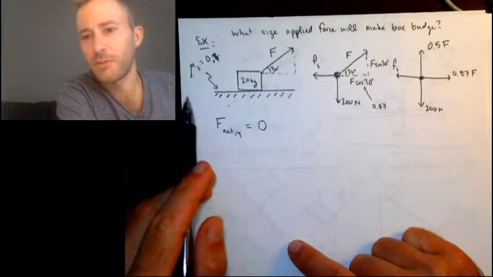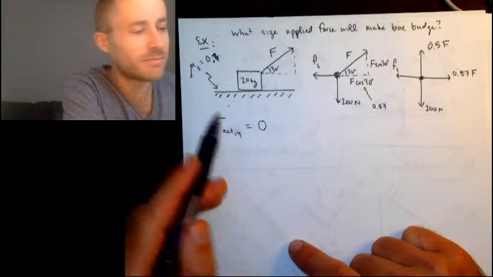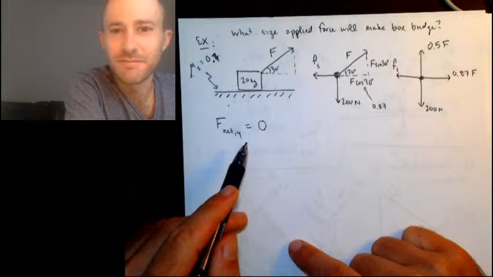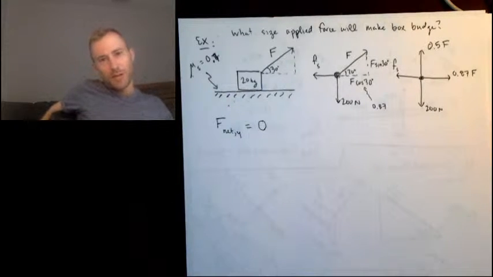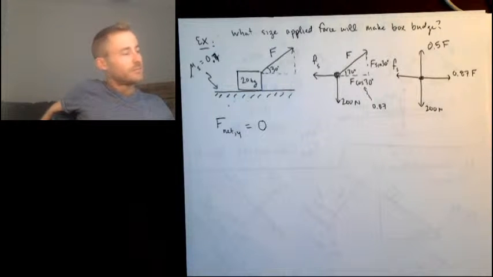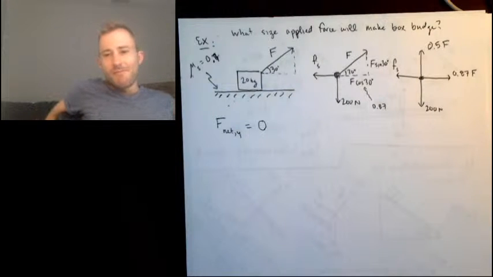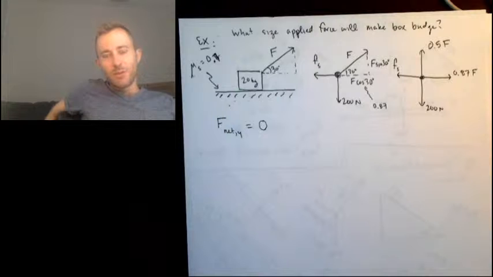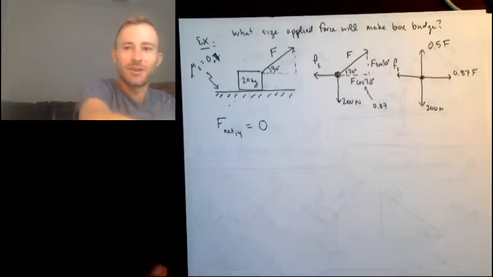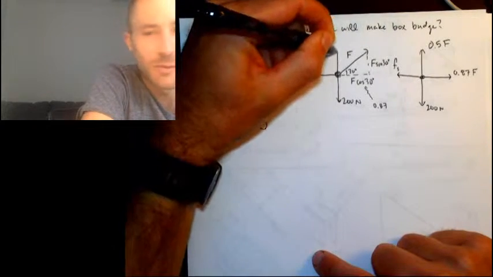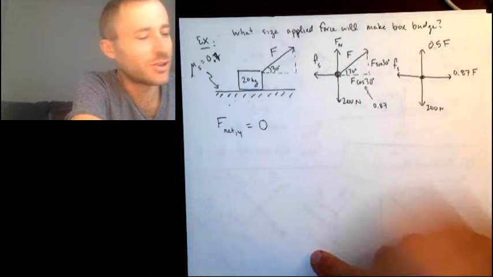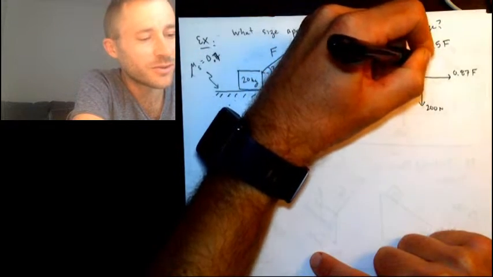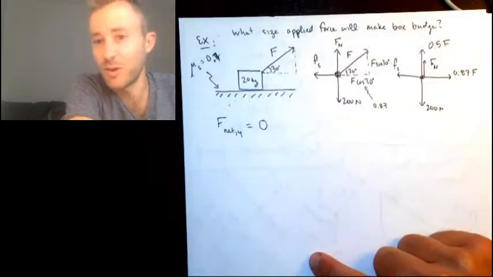Oh, I forgot a force. Who can tell me what force I forgot? Why did no one stop me? I forgot a force. I was a bad, bad boy. Who can tell me what force I forgot? There's one more force. Yeah, okay. So there's normal force going up as well. So this should have normal force going up as well. So there's two upward forces.